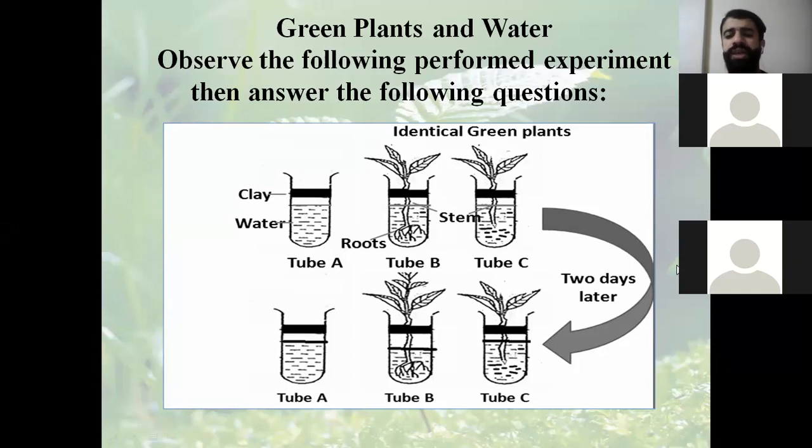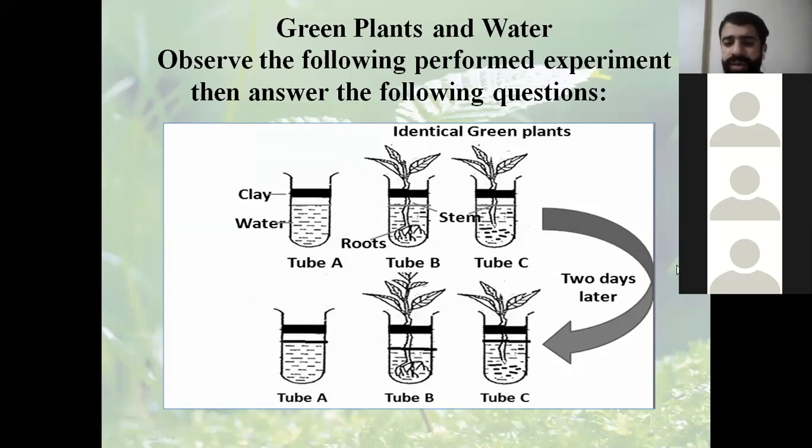Yes, Sami, what do you think? What is the difference between the two tubes B and C after 2 days? That is, at the end of the experiment. Tube B contains roots and absorbed water, and tube C doesn't have roots and didn't.